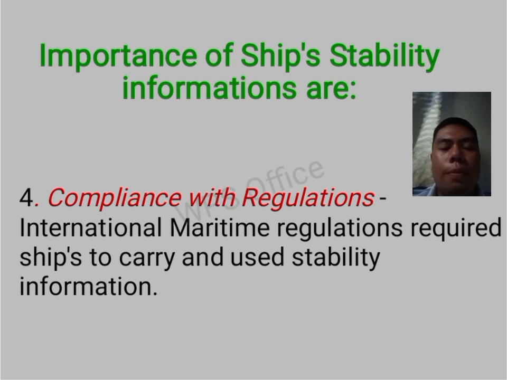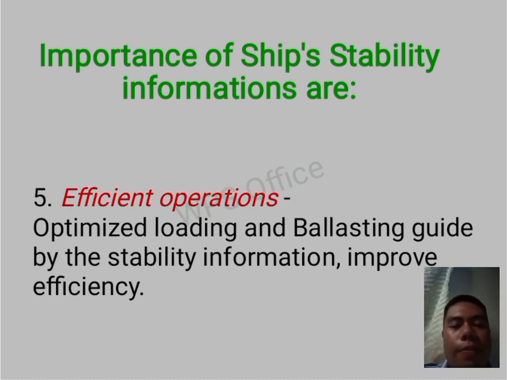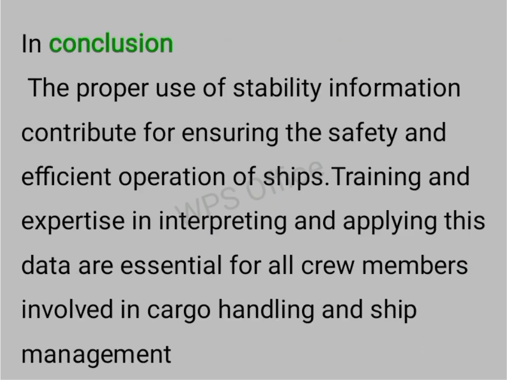Number four is compliance with regulations. International maritime regulations require ships to carry and use stability information. Adherence to these regulations is mandatory for safe operation and compliance with international standards. Number five is efficient operations. Optimized loading and ballasting guided by the stability information improve efficiency. By understanding the ship's stability characteristics, the crew can maximize cargo capacity while maintaining safety margins.